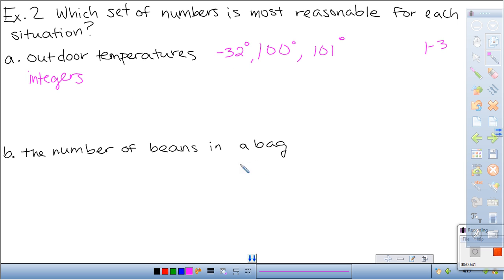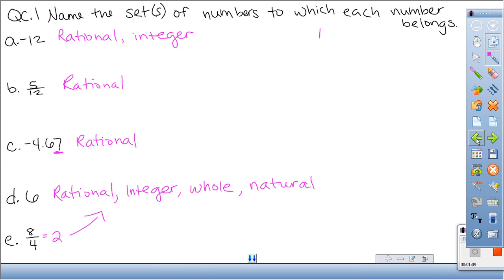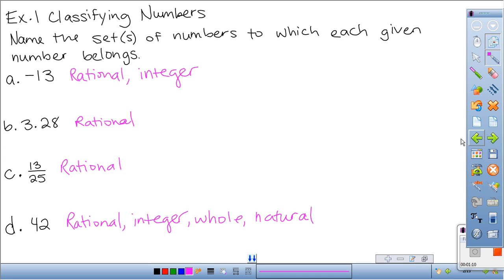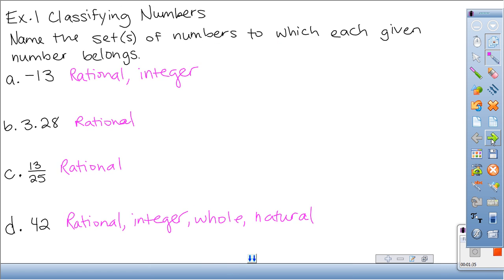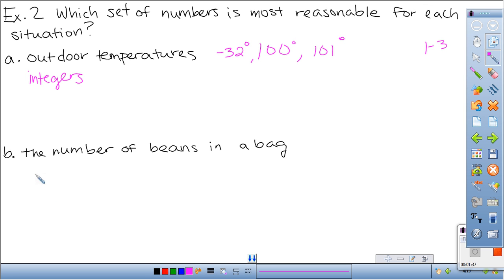Now, the number of beans in a bag. So let's look back at our little chart. The number of beans in a bag, would that be natural, whole, integers, rational? Well, generally we won't have any negative numbers in there, so we can exclude integers. Whole numbers, that's a possibility, natural numbers. Now remember, natural numbers don't include zero, but the bag can be empty. So I'm thinking whole numbers for the number of beans in a bag, since we could have no beans at all. Whole numbers.